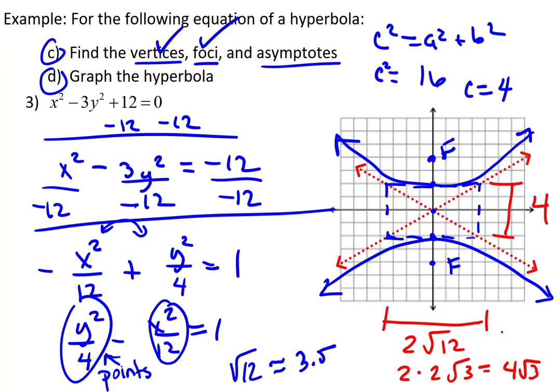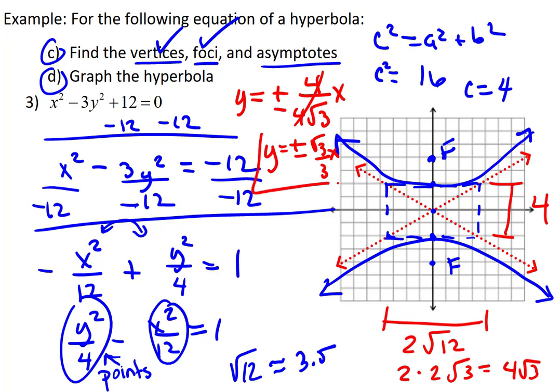So for our slope of the asymptotes, we'll say we have y equals plus or minus the rise, 4, over the run, 4 root 3, and then x for our variable. But then the 4's would cancel, so we could say y equals plus or minus 1 over root 3. You could rationalize it to be root 3 over 3 if desired. You wouldn't have to, but you could. So really the equation of the asymptotes is y equals plus or minus root 3 over 3 x.